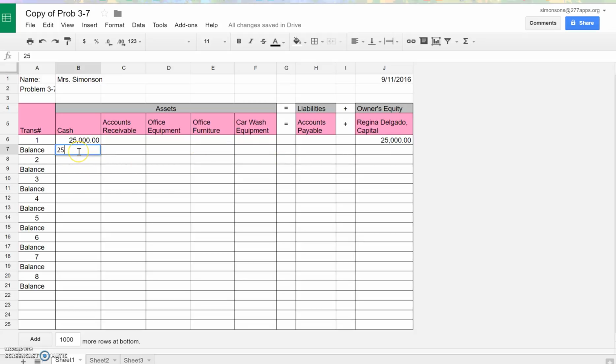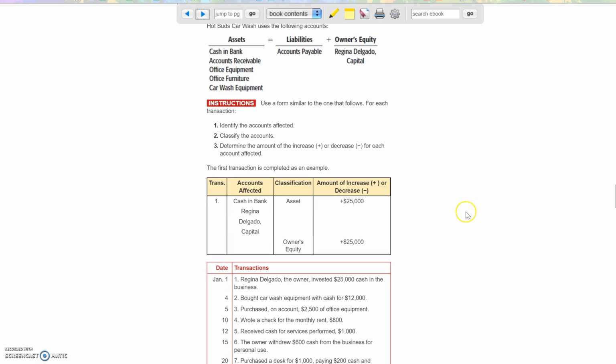I'm not going to do my formula here. I'm just going to put these totals down and we'll do formulas for the next problem when we have 2 things to add up. So let's go and take a look at transaction number 2.